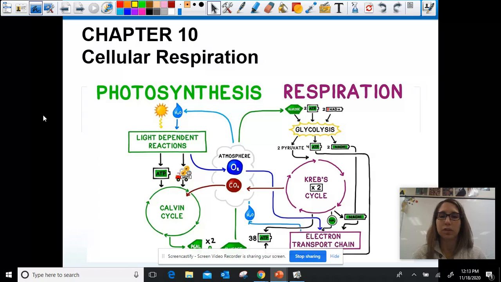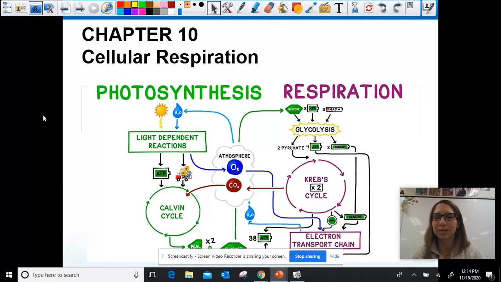So one of the things that we've already looked at is organelles and organelle function. That was part of chapter 8. And so as we look at this, obviously we know the chloroplast is where we're going to be doing photosynthesis. Cellular respiration is done in that organelle that we refer to as being the powerhouse of the cell, which we've all learned as the mitochondria.